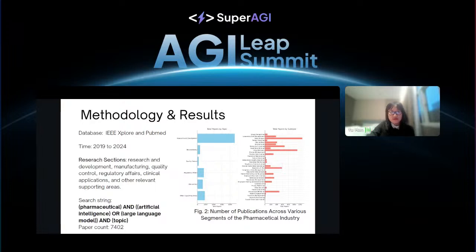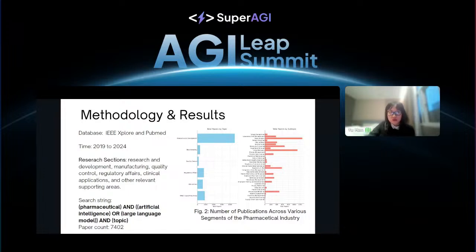So let's dive into the research right now. To review the current trend systematically, we look into two main databases, including IEEE and also PubMed. And we set a time frame from 2019 to 2024, the past 5 years, to catch the most up-to-date trend. And we use a systematic review method, and we use multiple search strings in those databases because the industry includes many sectors, as I mentioned before.